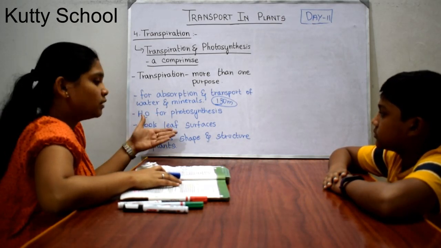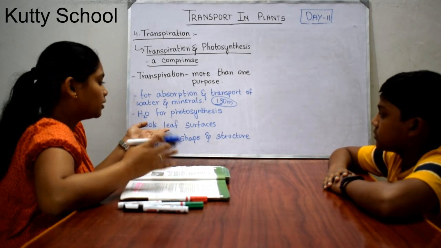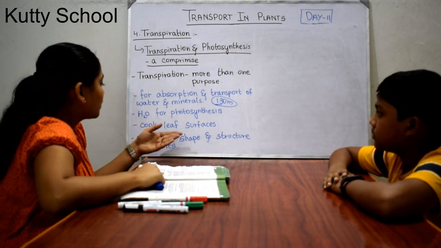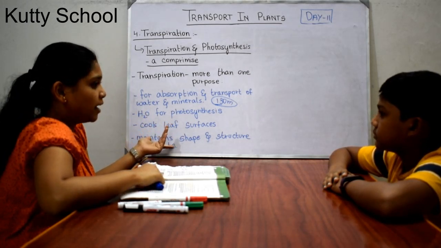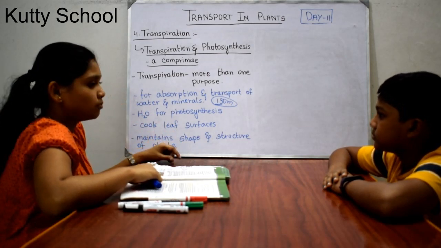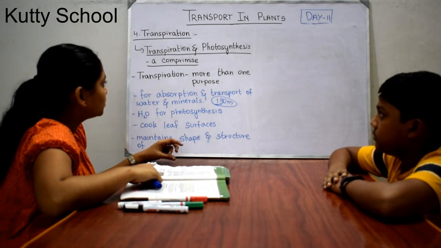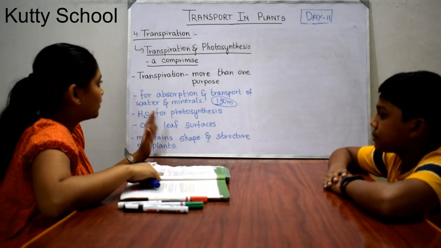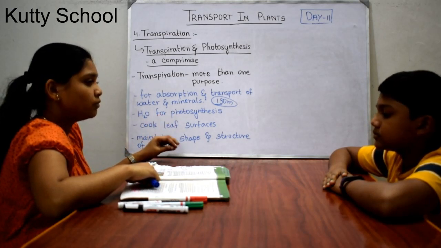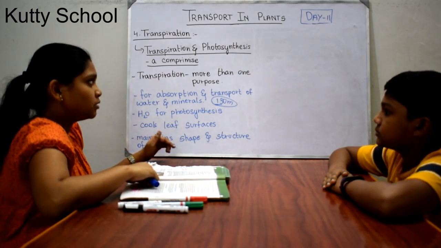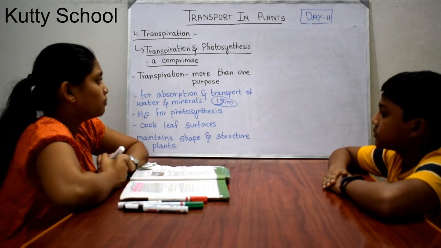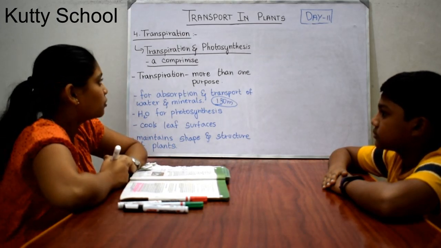By transpiration, leaves cool. It cools leaf surfaces by 10 to 15 degrees Celsius. It also maintains the shape and structure of plants, through the opening and closing of the stomatal pore. So this is about transpiration and its uses. Transpiration also plays a very good role in photosynthesis, which we will see in the upcoming chapter, photosynthesis in higher plants.